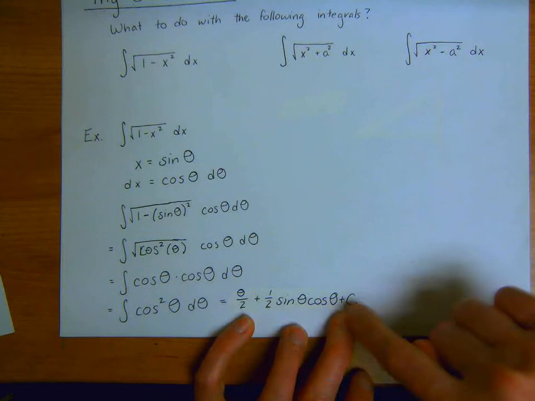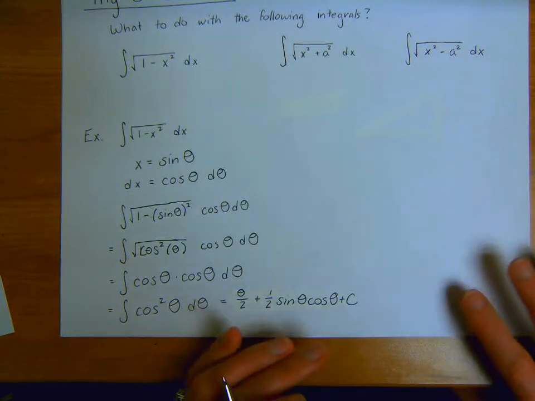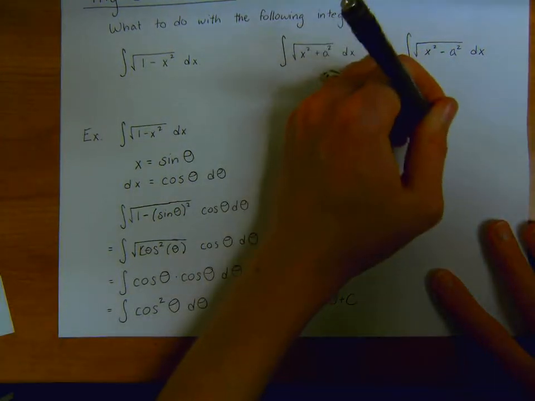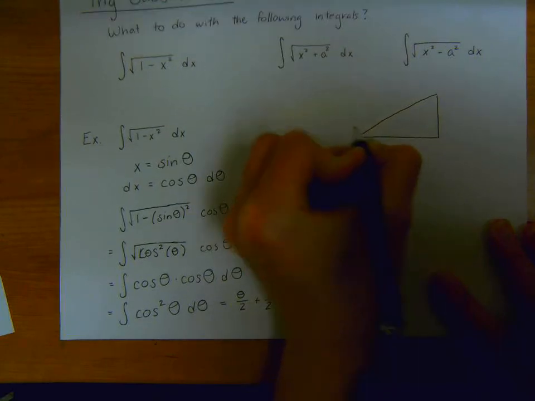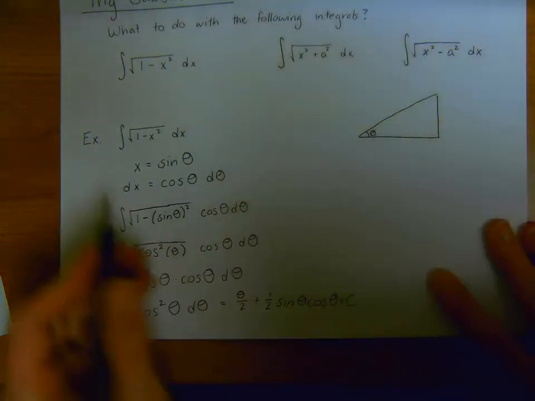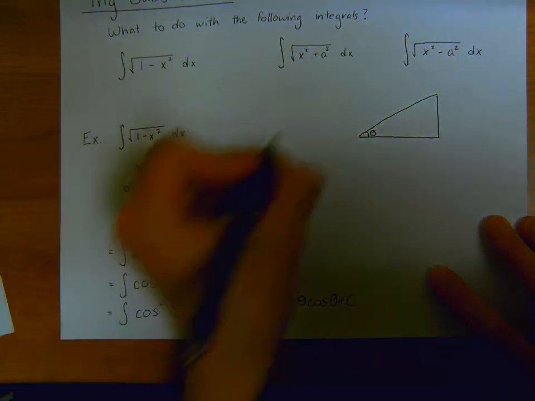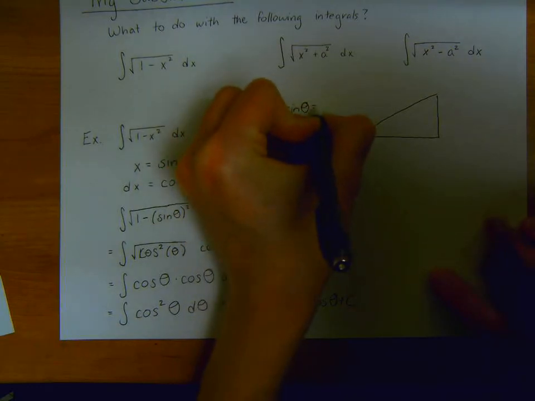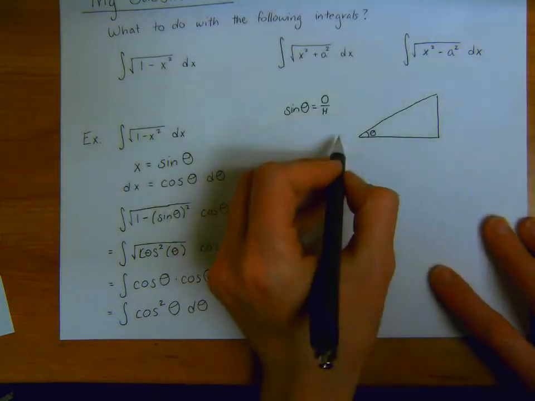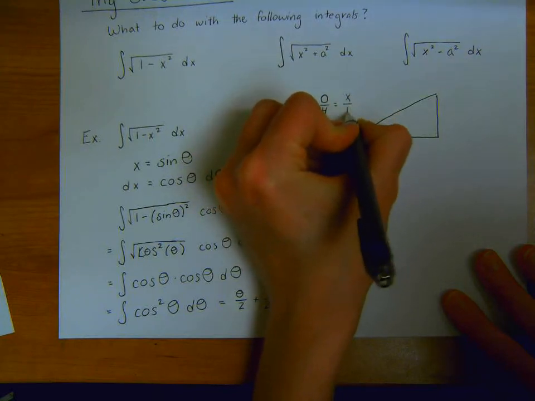But this answer is not given in our original variable x. So our next step, our final step, is that we have to convert back to x's. And in order to do that, I always have to draw a figure. So let's remind ourselves, what is the relationship between x and theta? We have that the sine of theta, which is equal to the opposite over the hypotenuse, this is a trig identity, is equal to x, which is the same thing as x over 1.